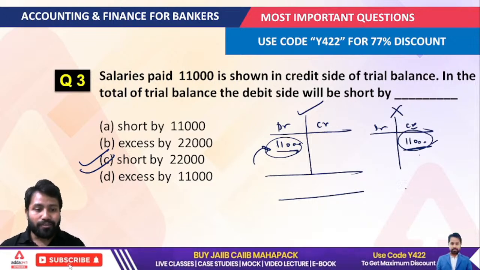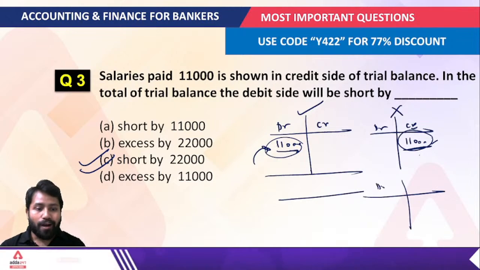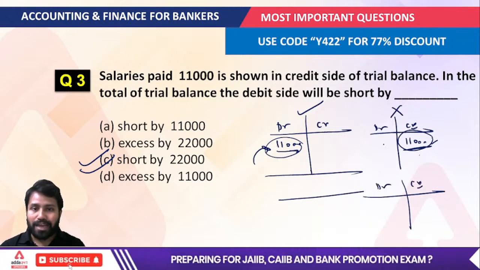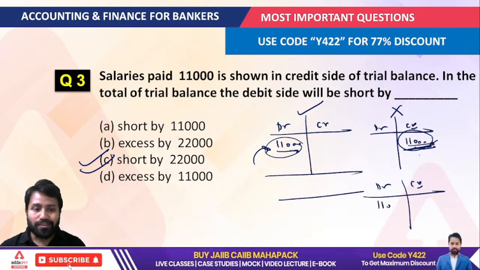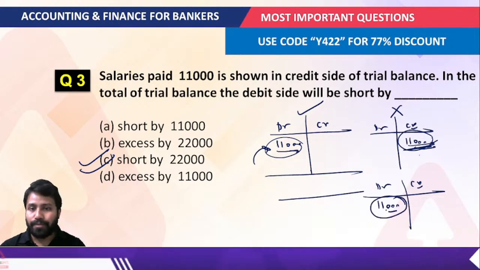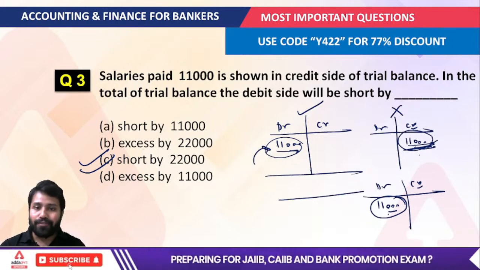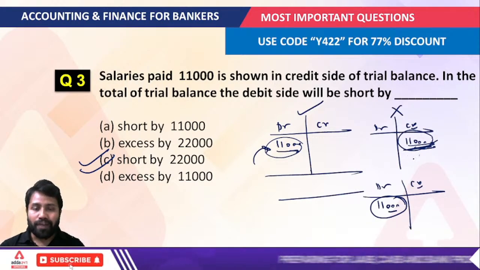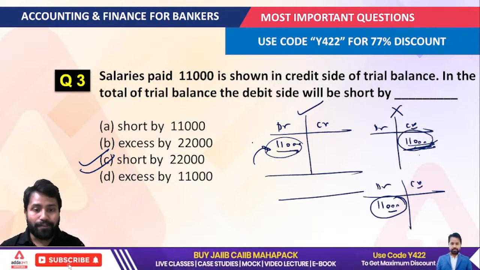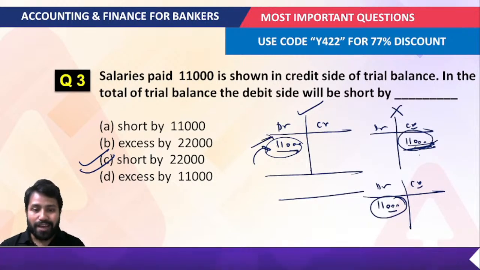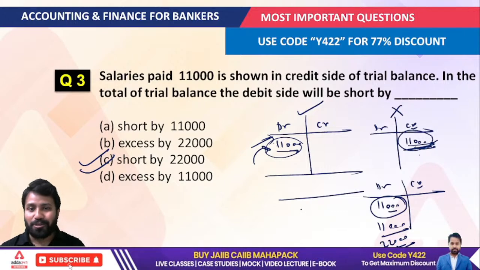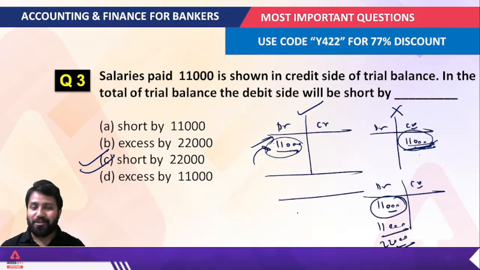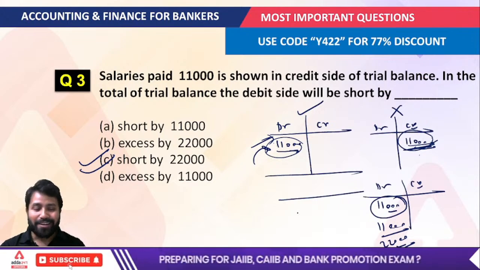You can also understand this by seeing how to rectify this error. The first thing you will do is nullify the error, so for nullifying it you debit this account by 11,000 rupees. Now this error is nullified. After that you want the 11,000 on the debit side, so write it here and you will get the 22,000 value. That means it is short by 22,000 rupees. I'm hoping that you all are getting my point. Okay, next question.